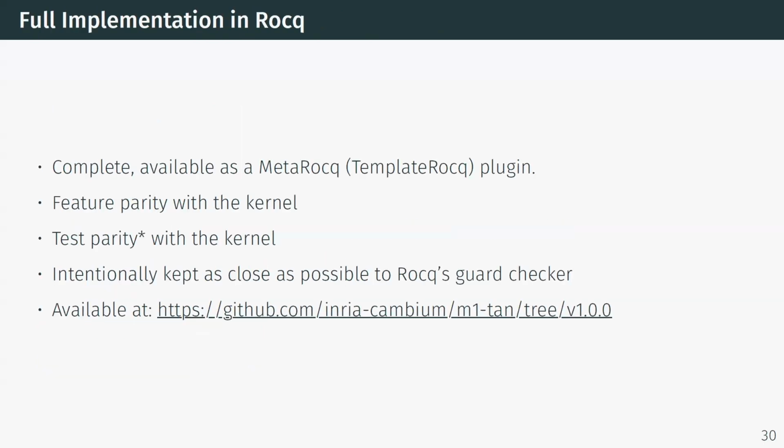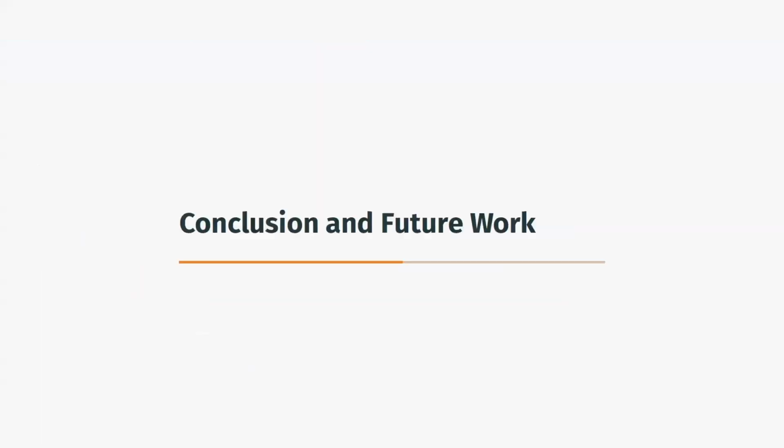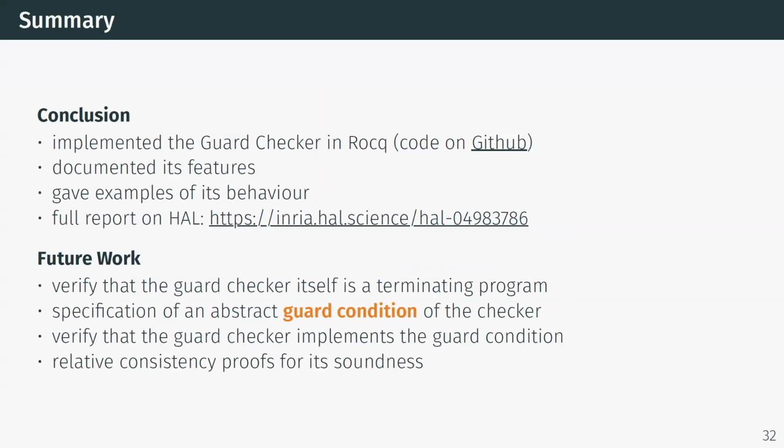And what I've done in this project is I have a full implementation, and it has test parity with the kernel whenever my implementation holds, because there are some opaqueness issues. So, the code is freely available. Conclusion. So I have a code. I've coded the guard checker of Rocq in MetaRocq, and we have a documentation and report on HAL.